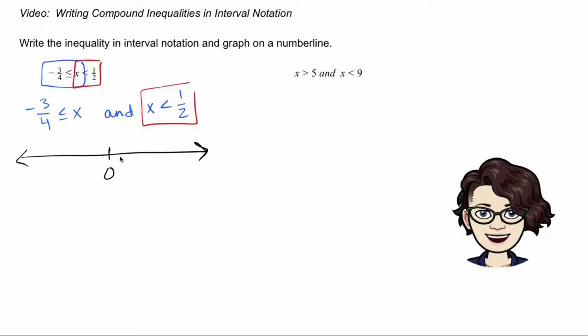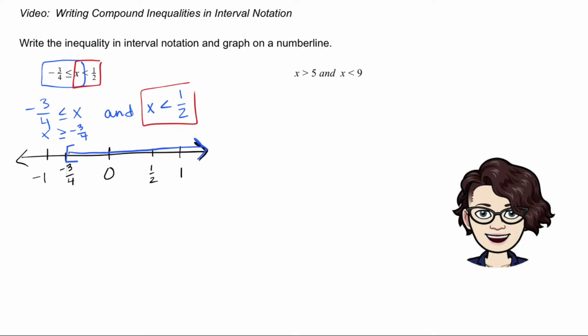So here's 0, we'll just put 0 in the middle. We have -1 out here and +1. So negative 3/4 would land about there, and 1/2. Now that's not quite exactly in the middle of 0 and 1, but close enough. So if we want to say negative 3/4 is less than or equal to x, reminder that could also be turned around: x is greater than or equal to negative 3/4. So we have negative 3/4, x is greater than, so that goes to the right.